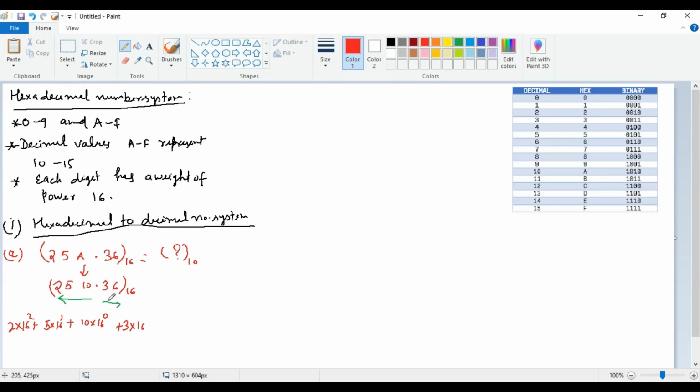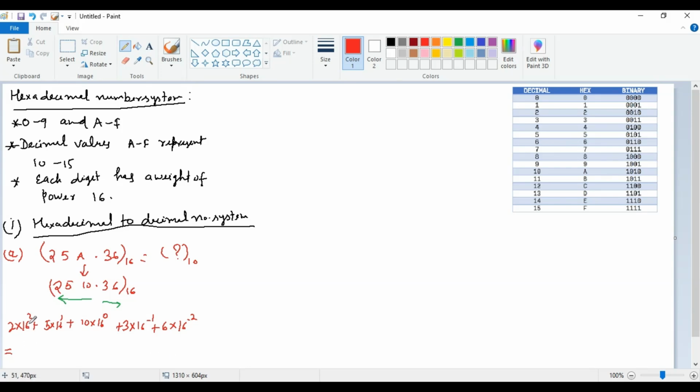Now the fractional part, meaning after the decimal point: 3 is written as 3 into 16 to the power minus 1, meaning 3 upon 16, plus 6 into 16 to the power minus 2, meaning 6 upon 256. Now we will calculate this equation.